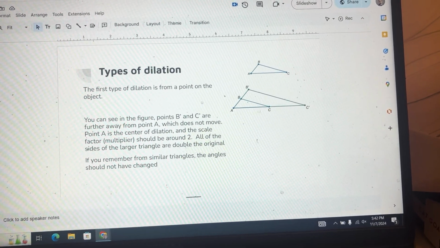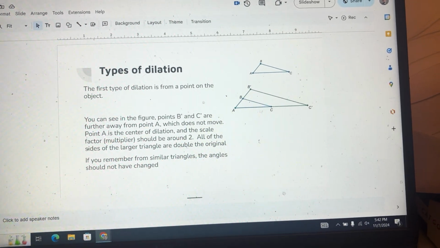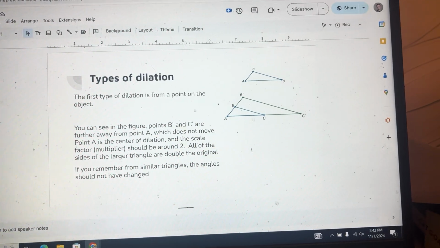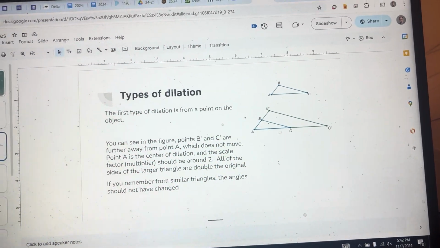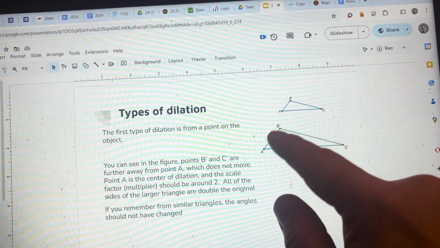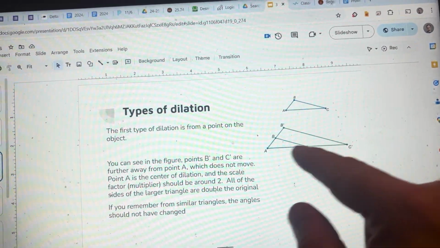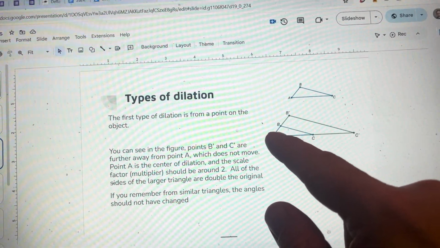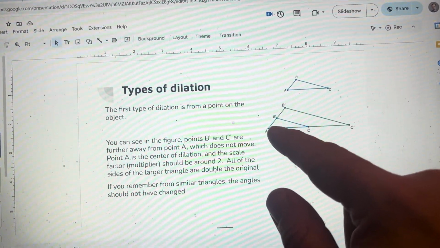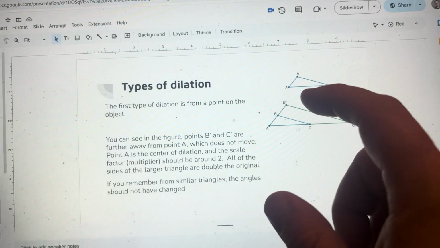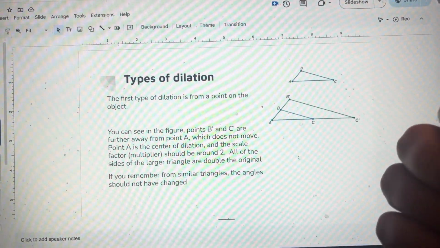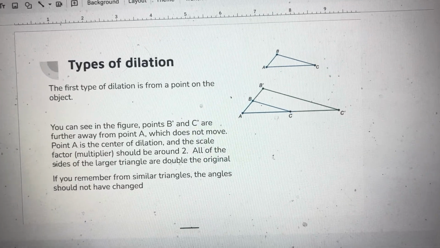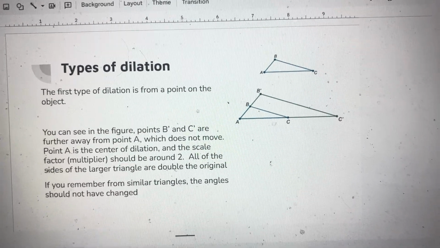The first type of dilation that we're going to talk about, and again, I'm not sure that this is going to show up necessarily on what we're looking at for Delta Math today, but it's still important to look at the different types. This is dilation from a point on the object. So here's my original, and then here's my original with the dilation. You can see point A doesn't move because we dilated centered on point A. This would be if we're doing one without the coordinate plane. So they usually don't ask a lot of math questions about this, but it is something that does exist.